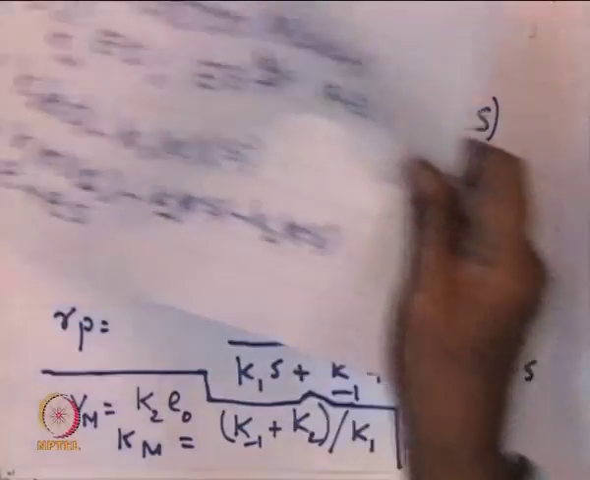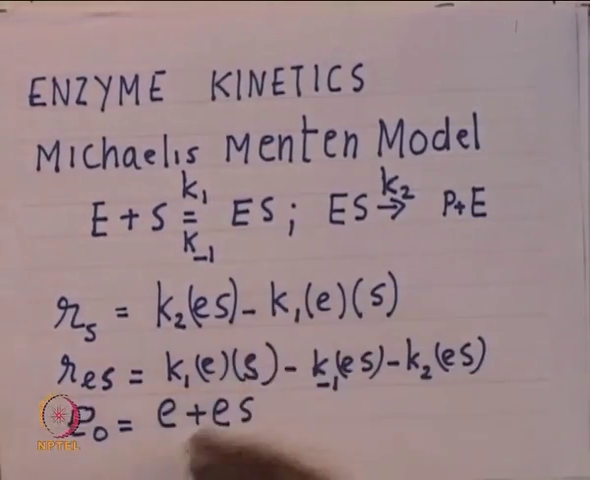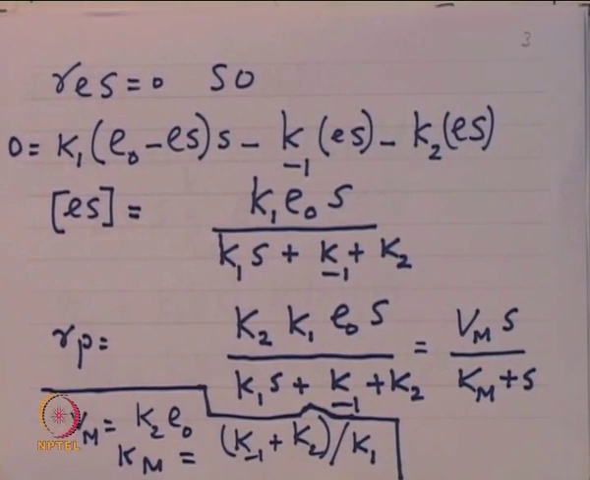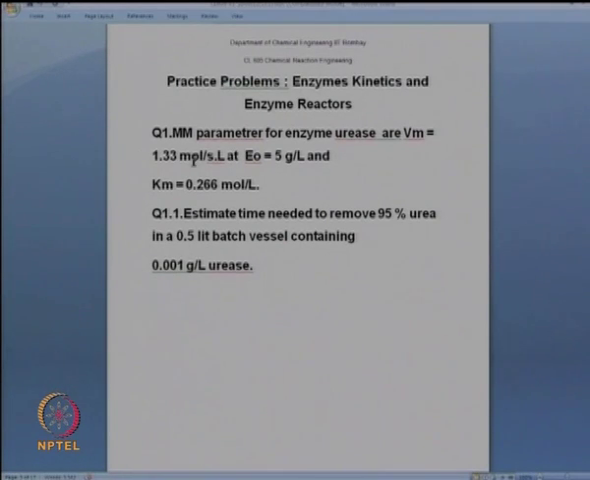Notice here that this K2 is the rate at which the complex gives you the product, and the rate function Vm depends on K2. So, typically what happens is that we do an experiment using a certain value of E0, but in another exercise we find that the E0 is different because the actual application requires you to use a different quantity of enzyme. Here is an example of the enzyme urease, and the Vm is given as 1.33. You are asked to estimate what happens if the quantity of the enzyme is different. This is an exercise which tells you that the experiment has been conducted at 5 grams per liter, for which Vm is given as 1.33, but you are asked to calculate at a different level of the enzyme. Is this clear?